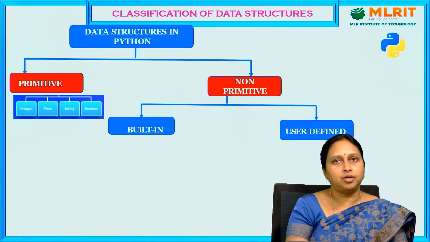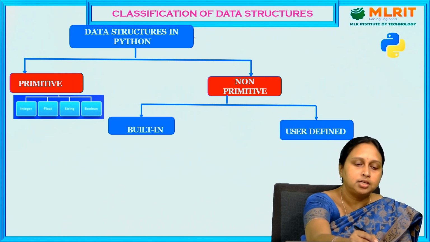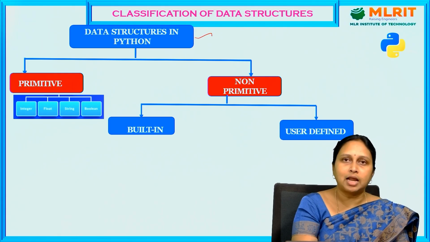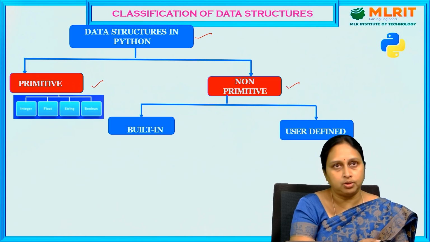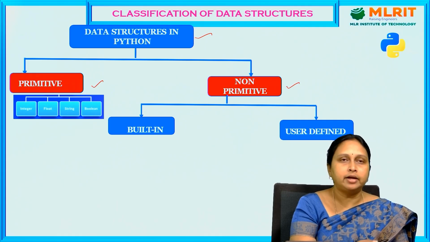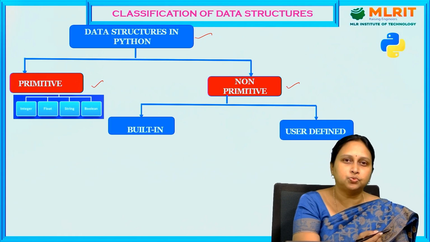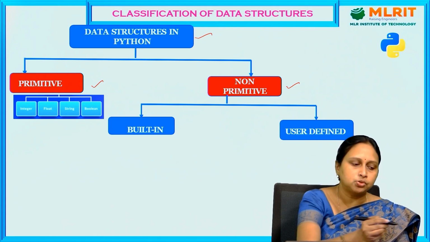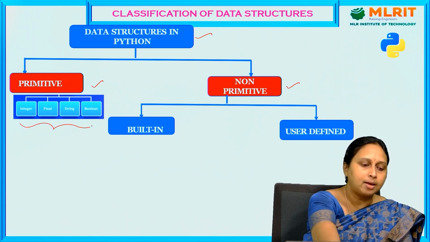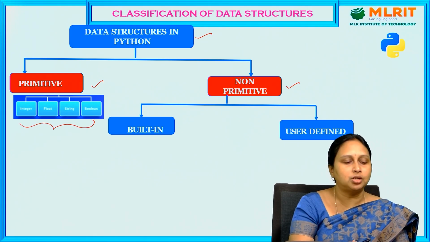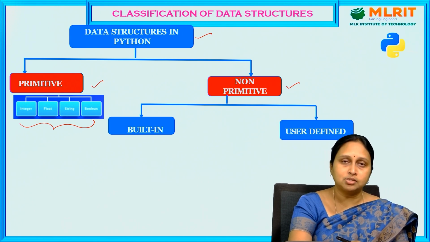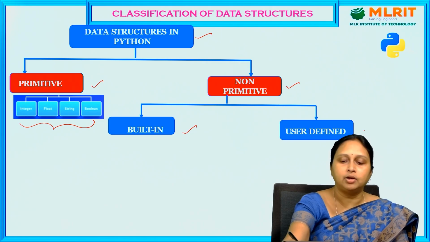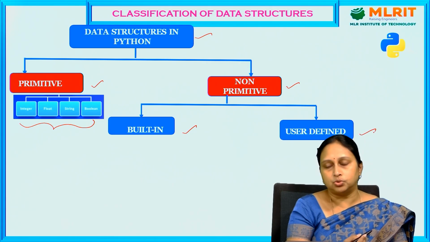And what are the different classifications of data structures? Here, data structures in Python are classified into two types: primitive and non-primitive data structures. Under primitive data structures, as we have seen in the C language also, we have different data types, that is integer, float, string and boolean. While coming to non-primitive data structures, we have some built-in and user-defined ones.